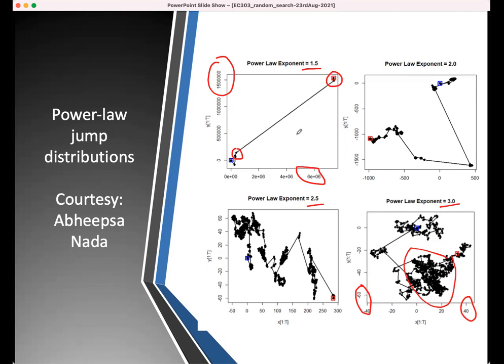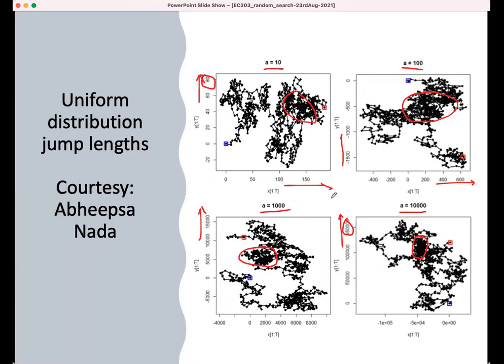Now, basically you see two features here in the power law distributions. One is that there are long jumps, and then there are these local clusters. Let's call them local clusters and long jumps. Is that fine? Do you see such things in the uniform distribution?